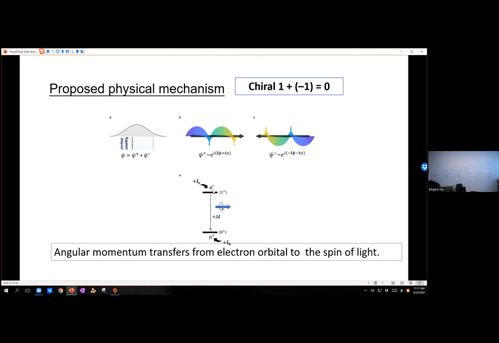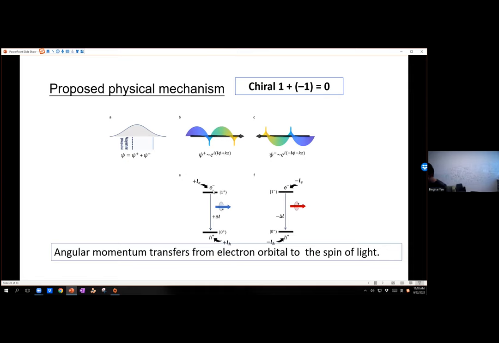Then in this light emission process, we have a delta L, this angular momentum change. This angular momentum will be transferred to the light. Therefore, light is circularly polarized. If we flip the current flow, then the electron orbital just changes sign. Therefore, this delta L, this orbital transfer, changes sign. Then not surprisingly, the light changes its polarization. Okay, up to this point, fine. It looks like it explains the experiment well.